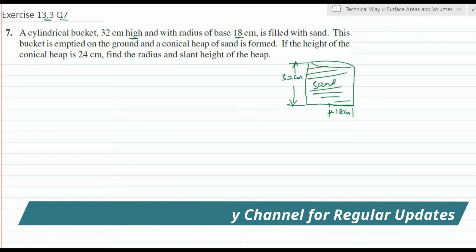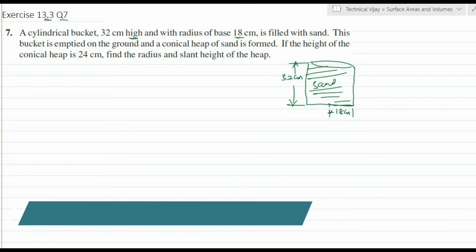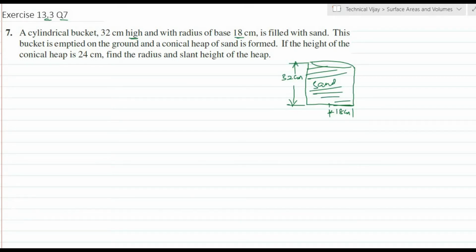Now this bucket is to be emptied on the ground and a conical heap of sand is formed. If the height of the conical heap is 24 centimeter, that is, the sand has to be poured on the ground in a conical shape, the height of this sand heap is equal to 24 centimeter. Find the radius and slant height of the heap. This we have to find out, this R, and the slant height also.